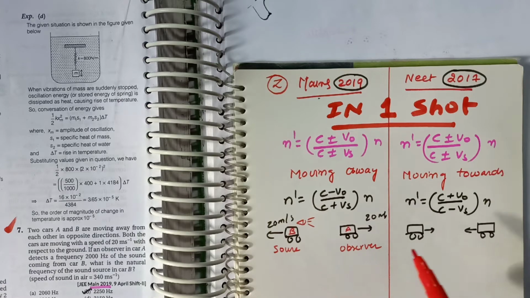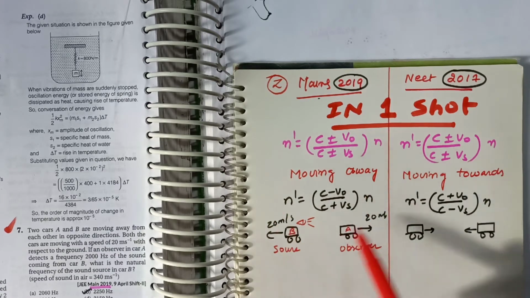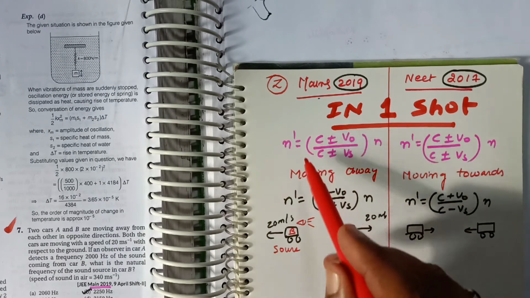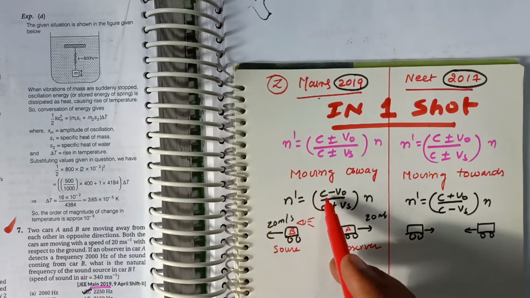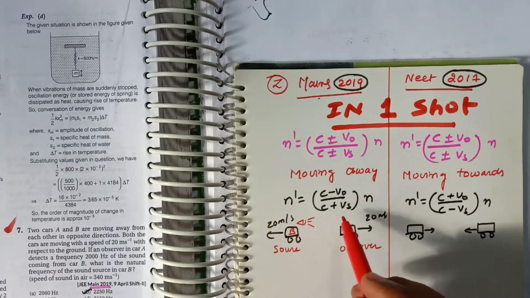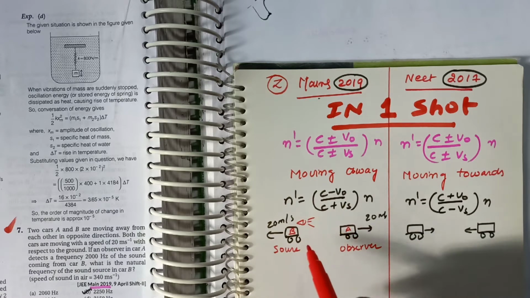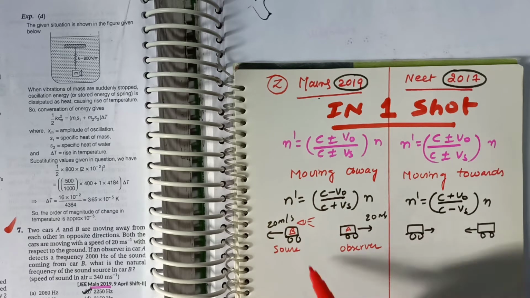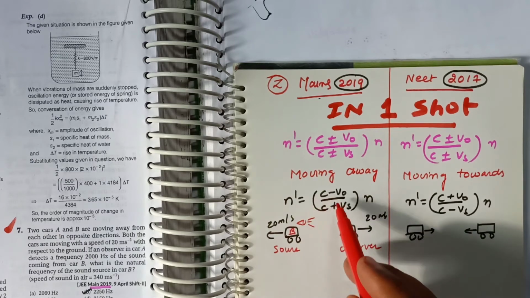You feel that the sound will reduce to maximum. To reduce the sound, you have to decrease the fraction enormously. That is, the numerator should be subtracted, the denominator should be added here. Then only the frequency will reduce to maximum. So use this formula and do the problem.